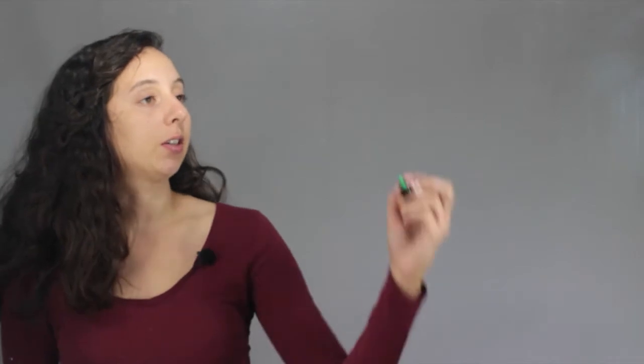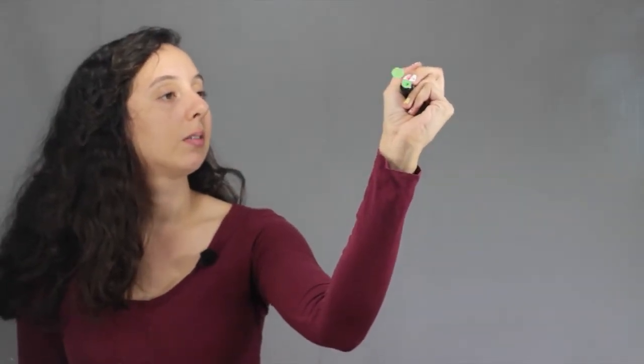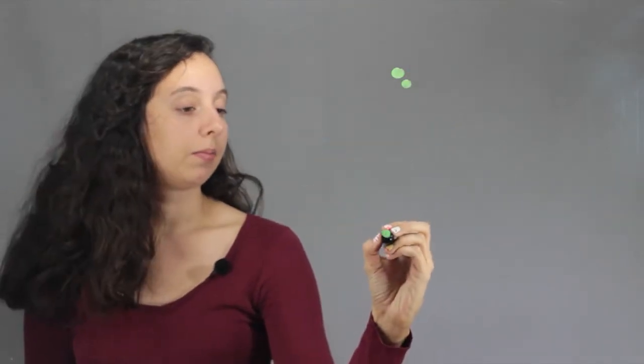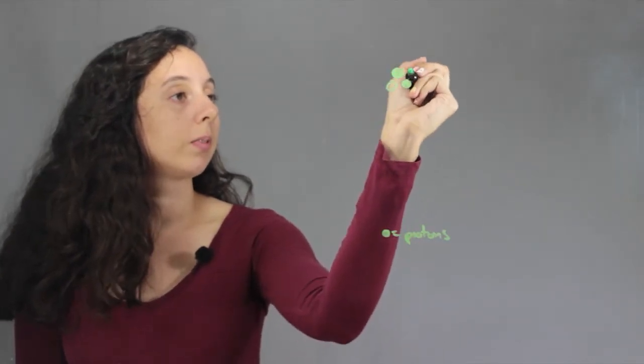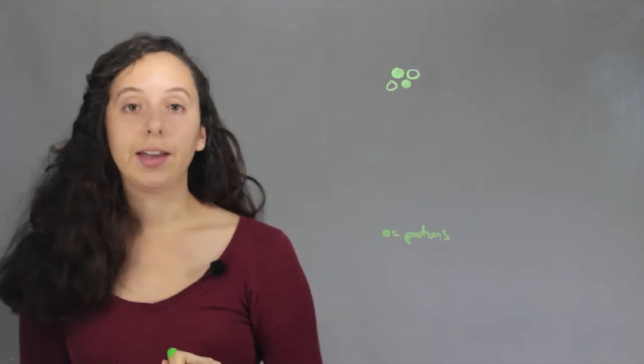Okay, so let's go over the different particles that are in atoms. Well, in the center, in the nucleus, we have protons. I'm going to draw them as solid. And we also have neutrons. I'm going to draw them as open.